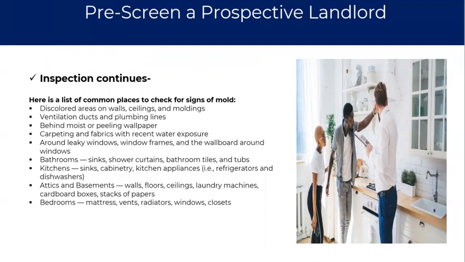Look around the window frames and wallboards. In bathrooms, look at the sink and the shower, and if they have curtains, look at the curtains, the bathroom towels, and the tubs. In the kitchen, look at the sinks, the cabinetry, and kitchen appliances, i.e. refrigerators and dishwashers. If you're inspecting a house and you have access to a basement and an attic, look at the walls, the flooring, and the ceilings. Again, look around the window sills and in the closets of the bedrooms.